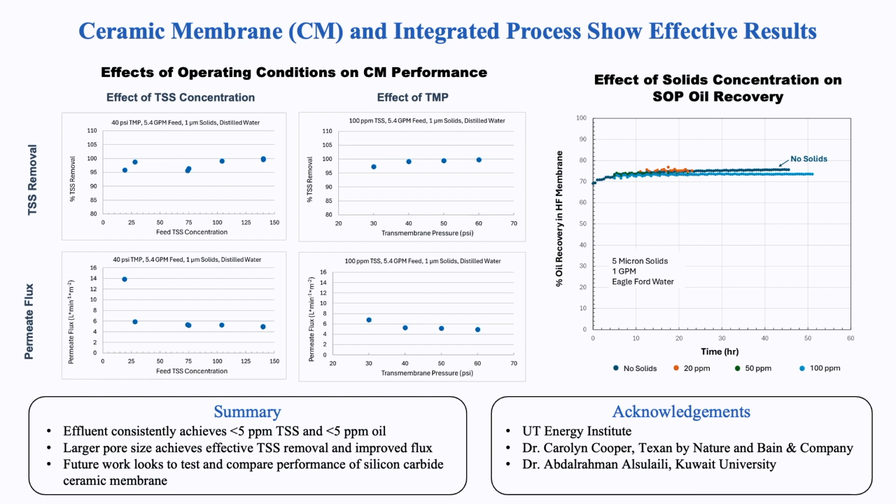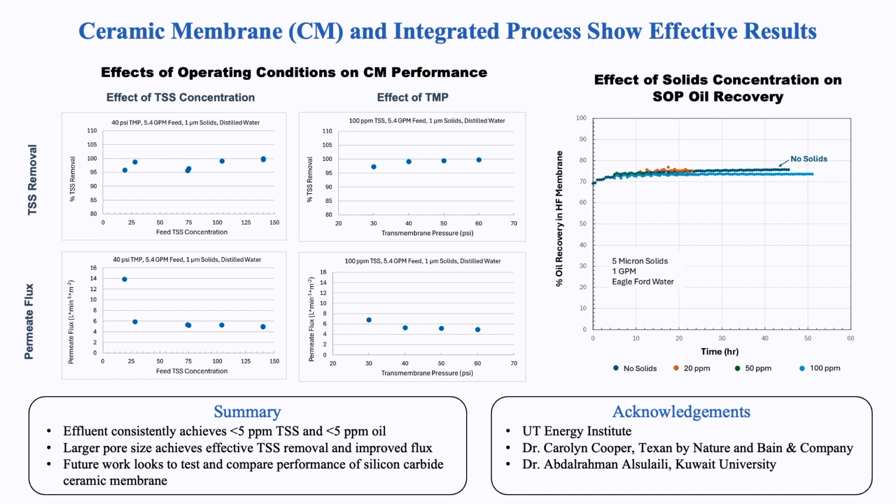We see that feed TSS concentration and transmembrane pressure have very little effect on the TSS removal of the ceramic membrane. And for permeate flux, we see that with feed TSS concentration increasing, we do see a decrease in permeate flux. Similarly, with increasing transmembrane pressure, we see decreasing permeate flux. This is due to more rapid fouling of the membrane.